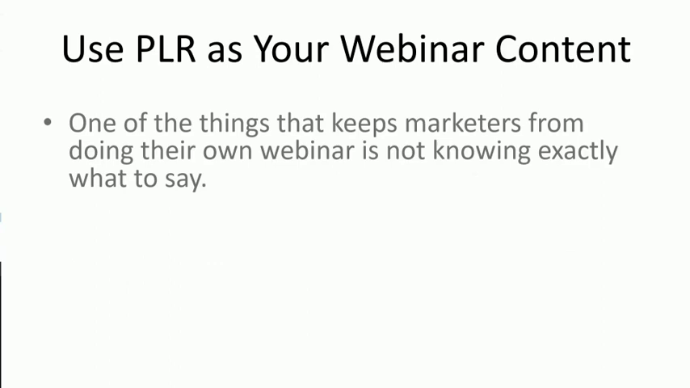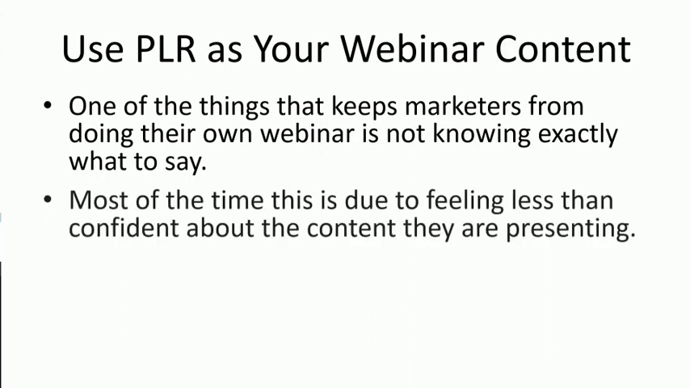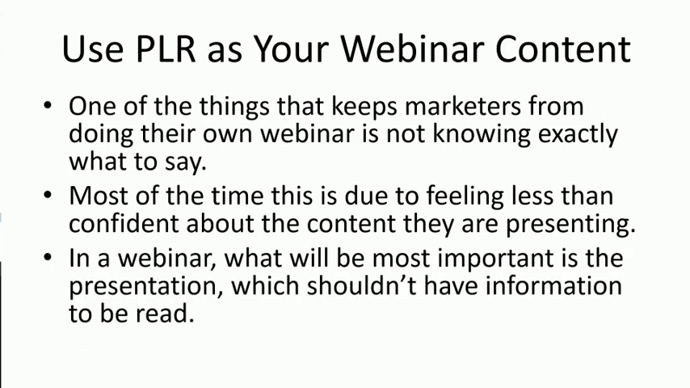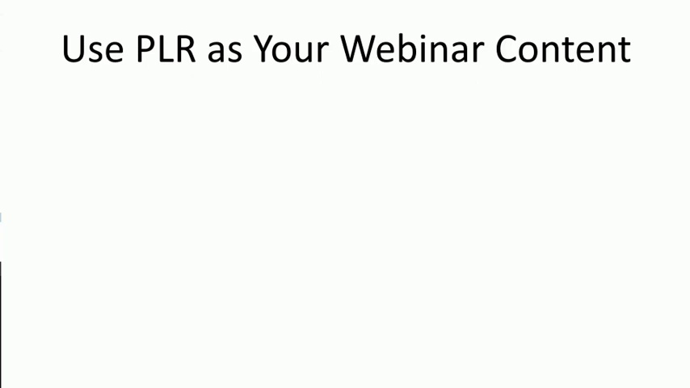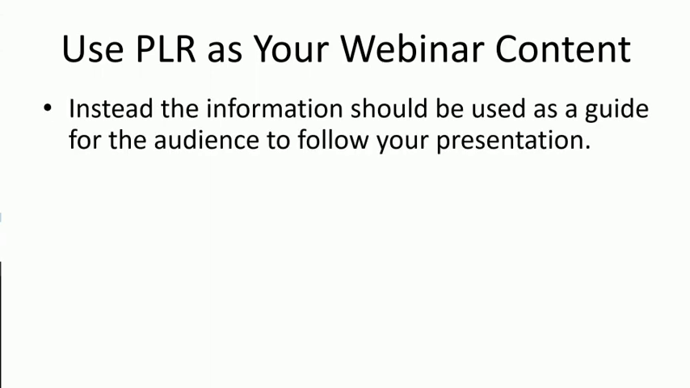your message. Now, one of the things that keeps marketers from doing their own webinar is not knowing exactly what to say. Now, most of the time, this is due to feeling less than confident about the content they're presenting. Now, on a webinar, what's most important is the presentation that people are going to be seeing on their screen. It should not look like information that they want to read. Instead, the information should be used as a guide for the audience to follow the presentation. So in other words, it shouldn't look like a word processing document.